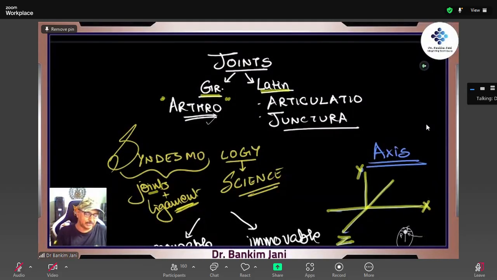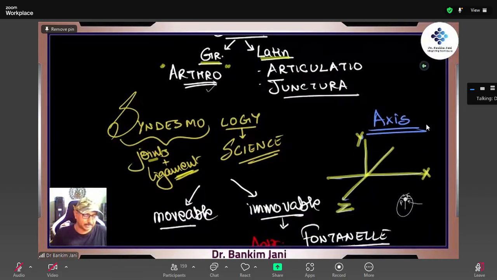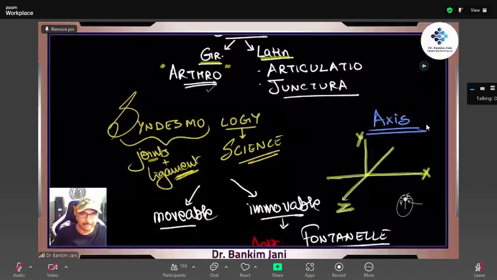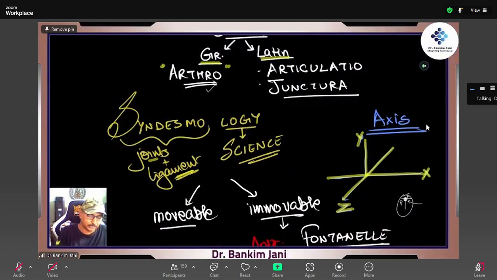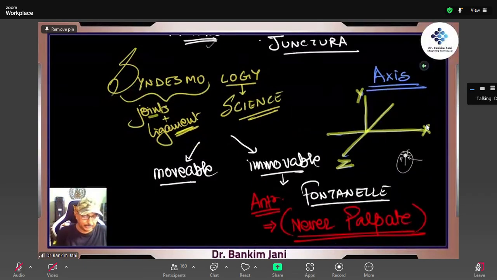Syndesmology: whenever the word syndesmo comes, that means we are talking about joints as well as ligaments, both the things, not only the joints. Logy is science. So it is a science of joints and ligaments. Movable, immovable: there'll be certain joints where there will be movement, in fact many of them, but there would be certain joints in which there won't be any movement.